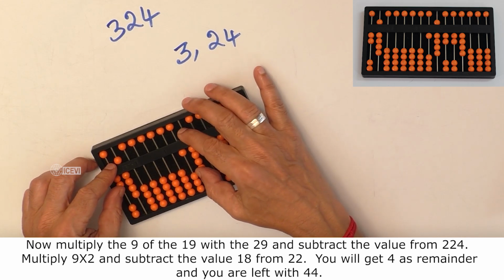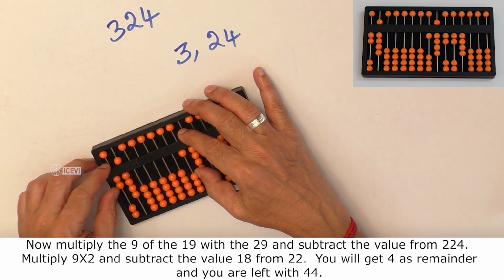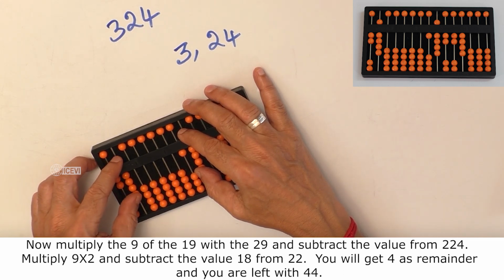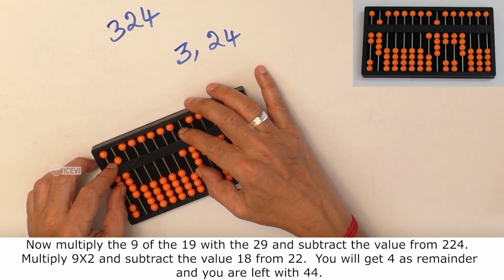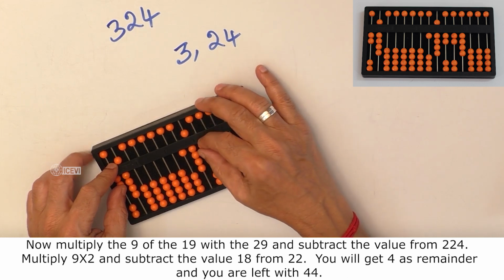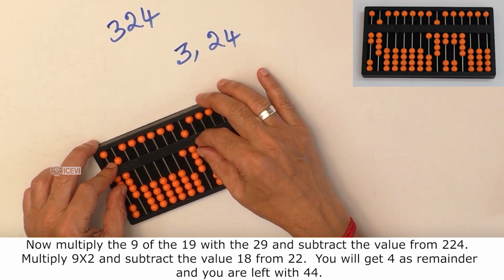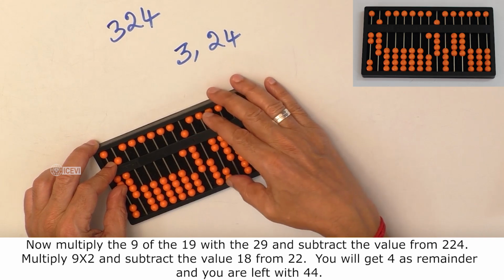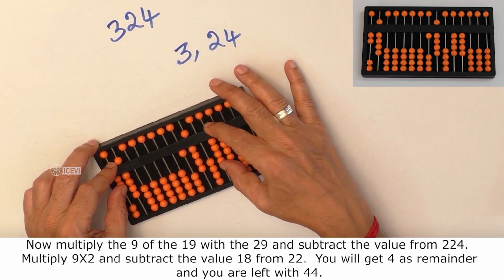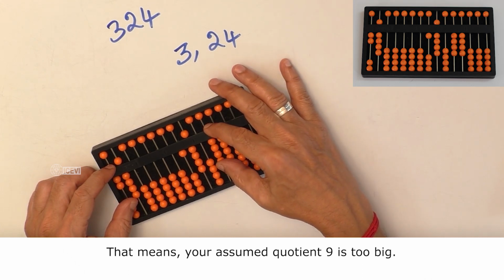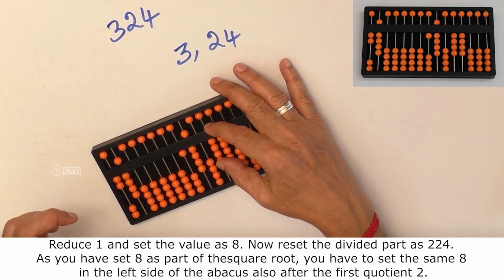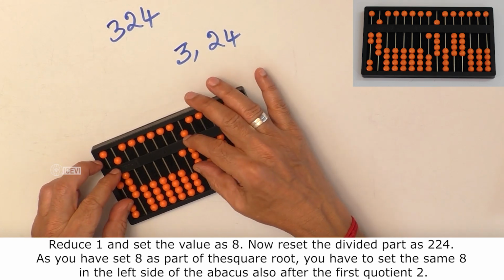Now multiply 9 of the 19 with 29 and subtract the value from 224. Multiply 9 with 2, that is 18, and subtract it from the 22, and you will get 4. You are left with 44. That means your assumed quotient 9 is too big. Reduce 1 and set the value 8.